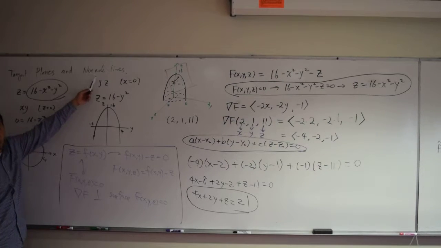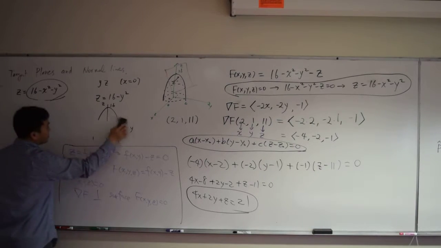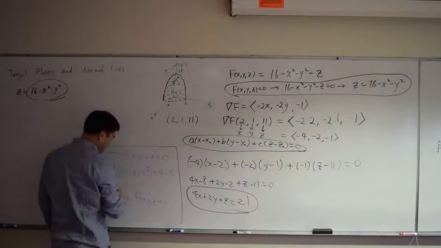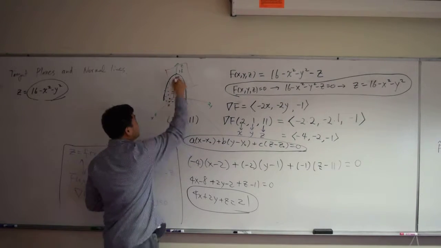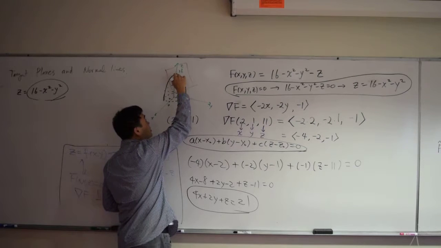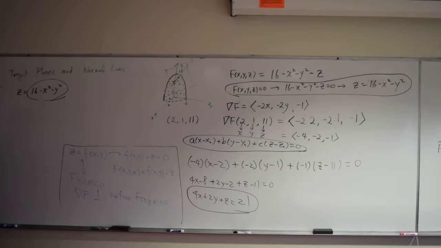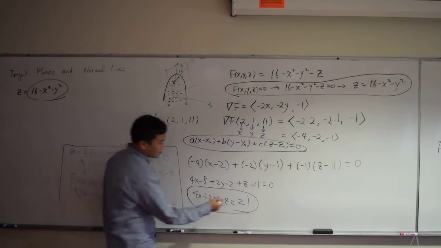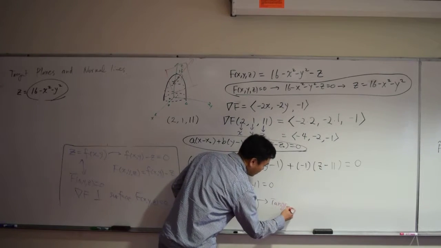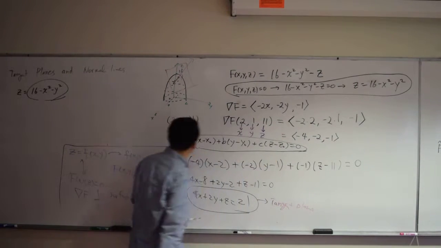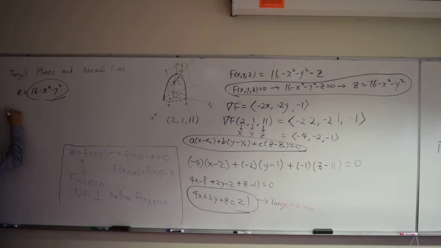Now, what is this thing then? Normal line. Normal lines are very similar. By normal line, I mean a line that's passing through this given point, and it's perpendicular to the tangent plane. Okay. So this is the tangent plane. Let's think about the normal line at where is it? 2, 1, 11. How would you write that?